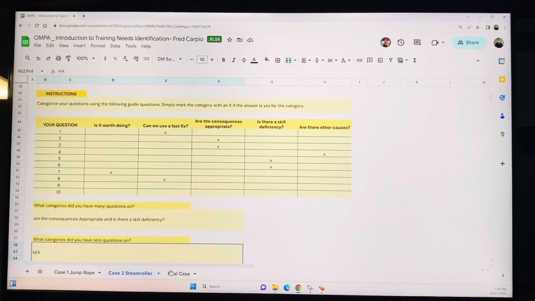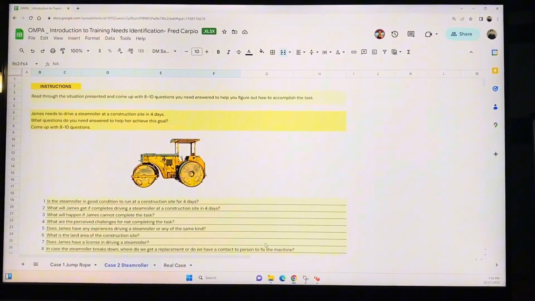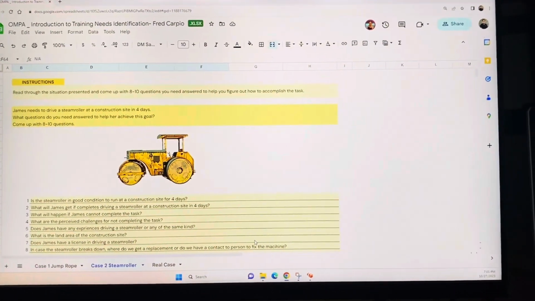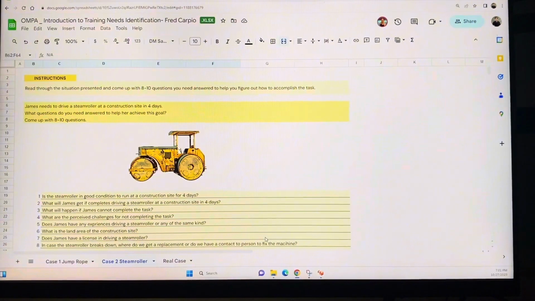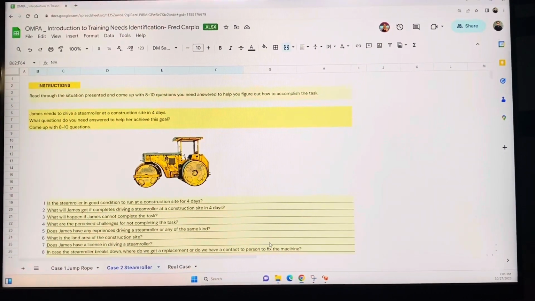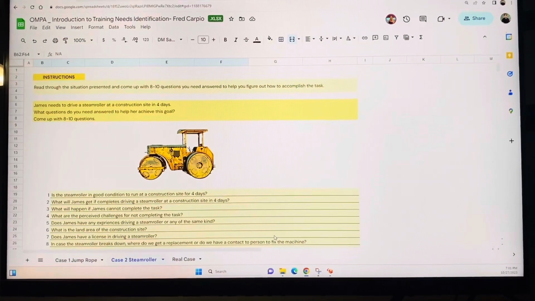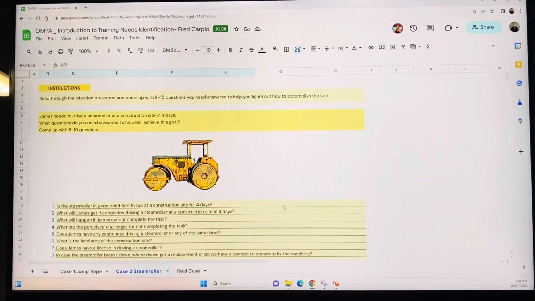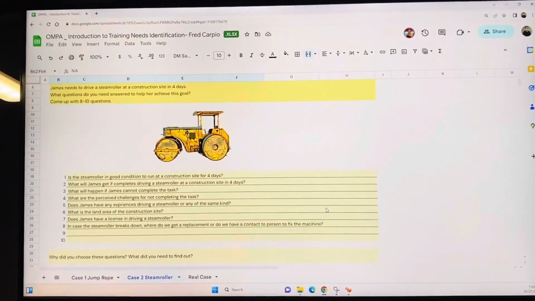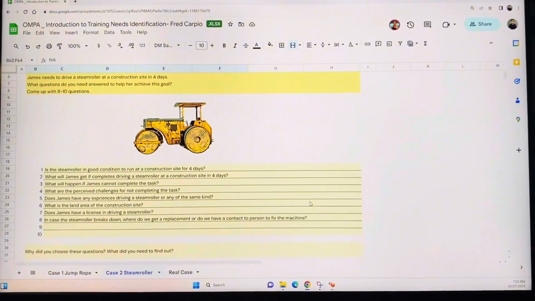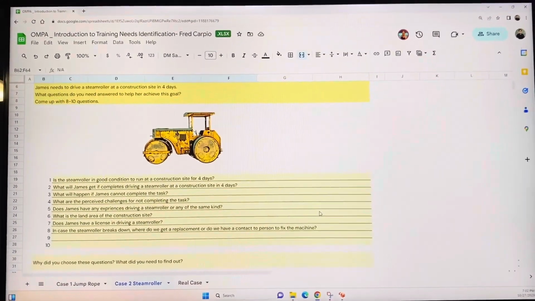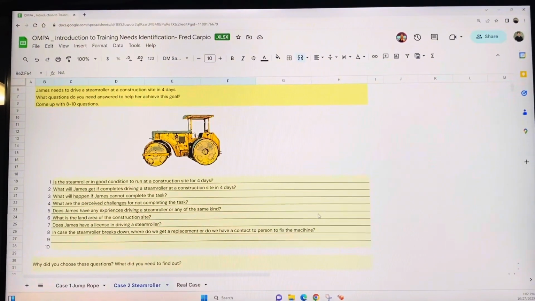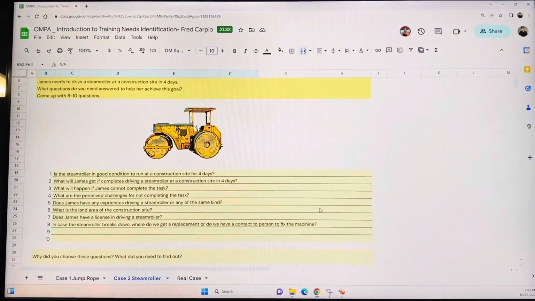All right, so moving on to case number 2. The case here is that James needs to drive a steamroller at the construction site in 4 days. So what questions do you need answered to help him achieve this goal? First, is the steamroller in good condition to run at the construction site for 4 days? What will James get if he completes driving a steamroller at the construction site in 4 days? What will happen if James cannot complete the task?